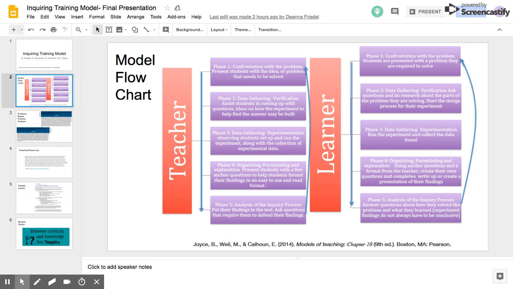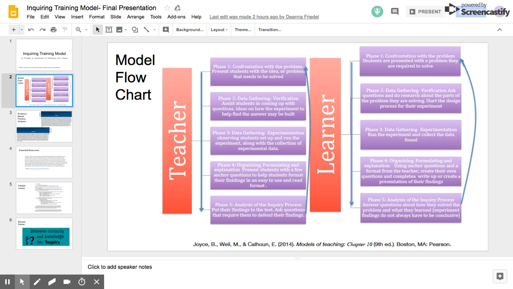We start with the teacher presenting a situation or problem, which leads to the students coming up with questions and really digging into the task at hand in phase 2. Teachers in phase 2 are there to provide anchor questions or guide the conversation onto the right path. From there, the experiments are made and data is gathered in phase 3. Students are the star of the show at this point. They're coming up with all of the ideas.